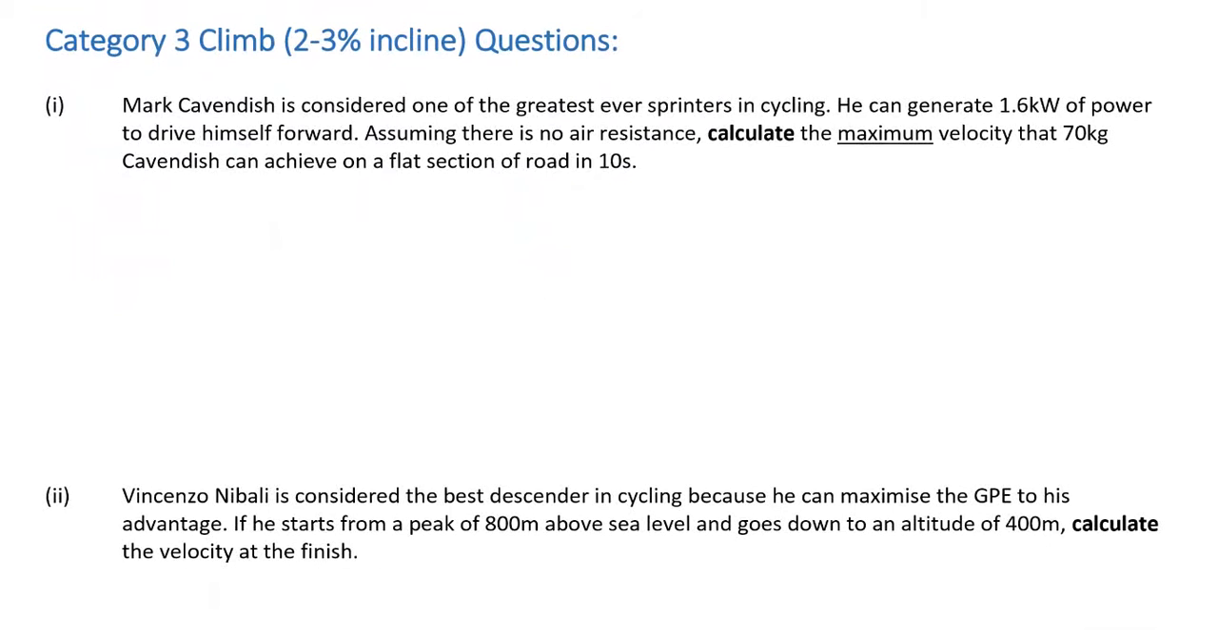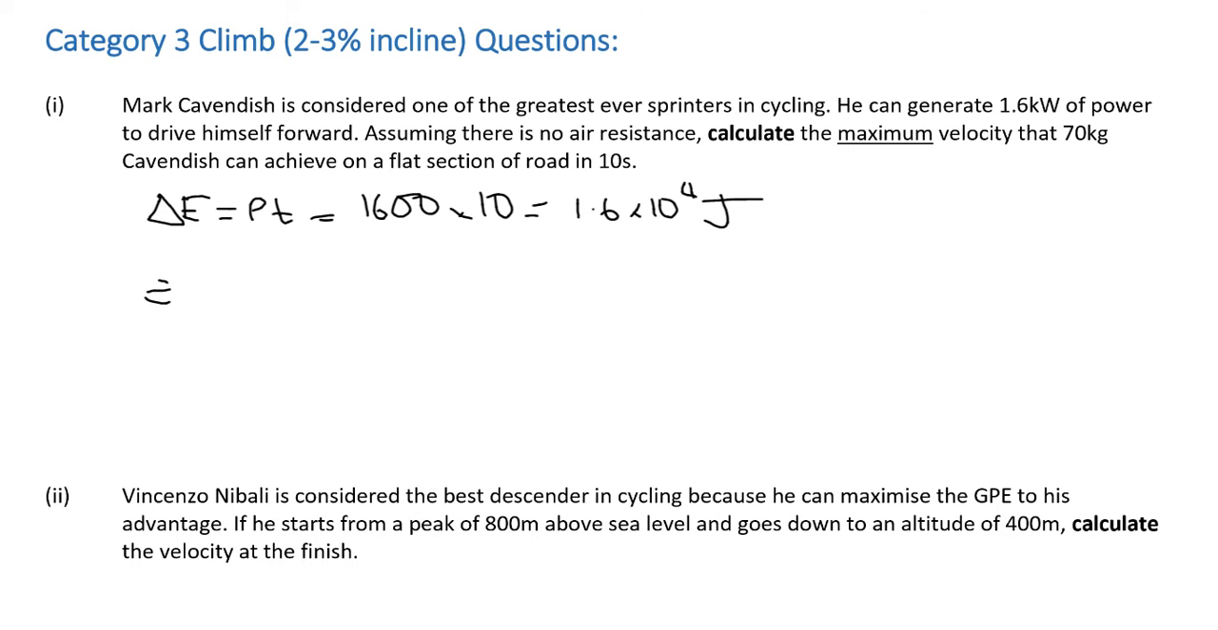He's a sprinter in cycling, and he can generate a certain amount of power. If there's no air resistance, calculate the maximum velocity that he can essentially develop on a flat section of road in 10 seconds. So if it's flat, there's going to be no GPE. So we can first of all work out how much energy change he can deliver. That's going to be the power times the time, so 1600 times 10, which is 1.6 times 10 to the 4 joules. That's how much energy is available.